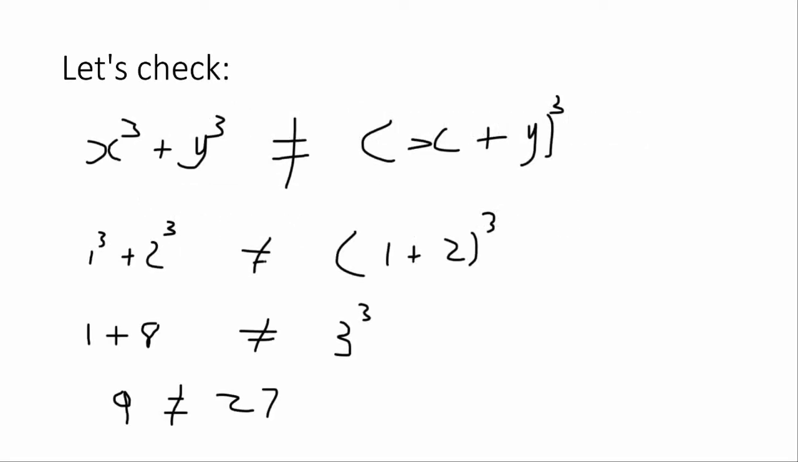Okay, so let's satisfy ourselves that x cubed plus y cubed is not the same as x plus y all cubed. Let's just shove some numbers in and see what we get. Well, let's say that x equals 1 and y equals 2. So 1 cubed plus 2 cubed is not the same as 1 plus 2 all cubed, because 1 cubed is 1 and 2 cubed is 8. But 1 plus 8 is not the same as 3 cubed, because 3 cubed is 27 and 1 plus 8 is 9. So what's going on here?